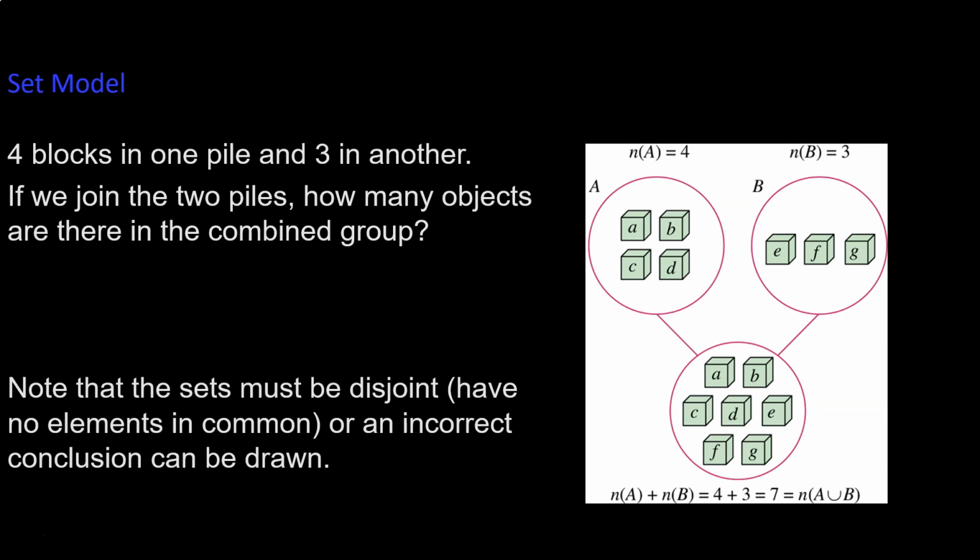Now we've talked about sets that can overlap. If we're trying to use union to represent addition, we have to make sure that our sets are disjoint. Remember, disjoint means they have no elements in common. And we can see that the sets A and B in our diagram do not have any common elements. They both have completely different lettered boxes.